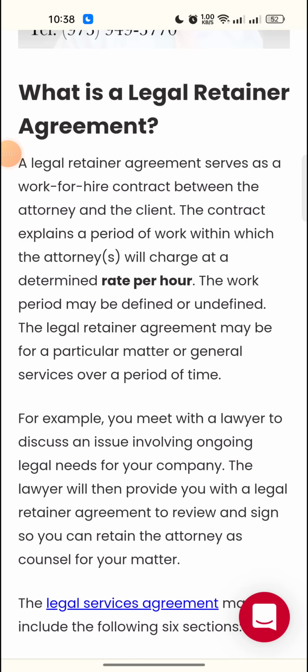What is the legal retainer agreement? A legal retainer agreement serves as a work for hire contract between the attorney and the client. The contract explains a period of work within which the attorneys will charge a determined rate per hour. The work periods may be defined or undefined. The legal retainer agreement may be for a particular matter or general service over a period of time.